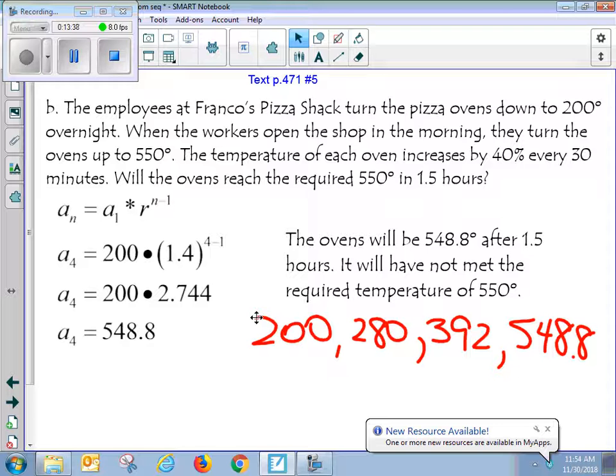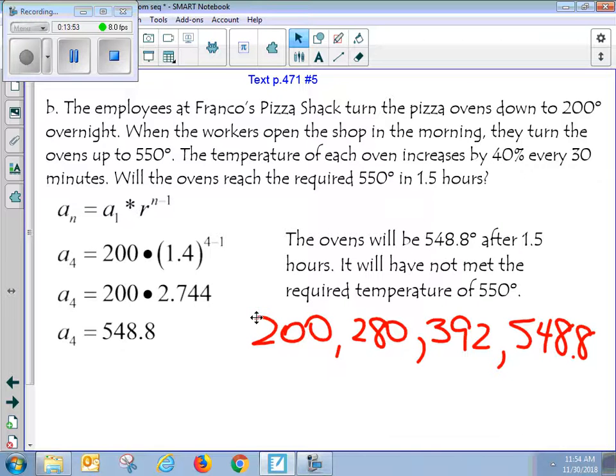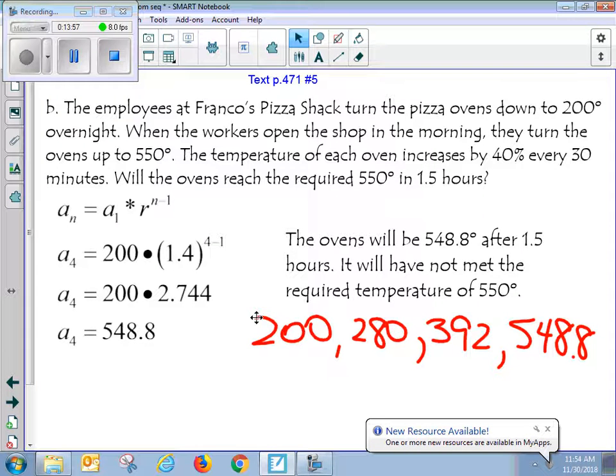That's the n. So in your calculator, you would want to do 1.4. What does 4 take away 1? 3. I would think you don't need a calculator for that. So you're going to cube it, and then you're going to multiply by 200, and you would get your solution. That would be using a formula. This is the explicit formula. It gets you right there. It is plugging in a couple numbers, calculator, and you're done.